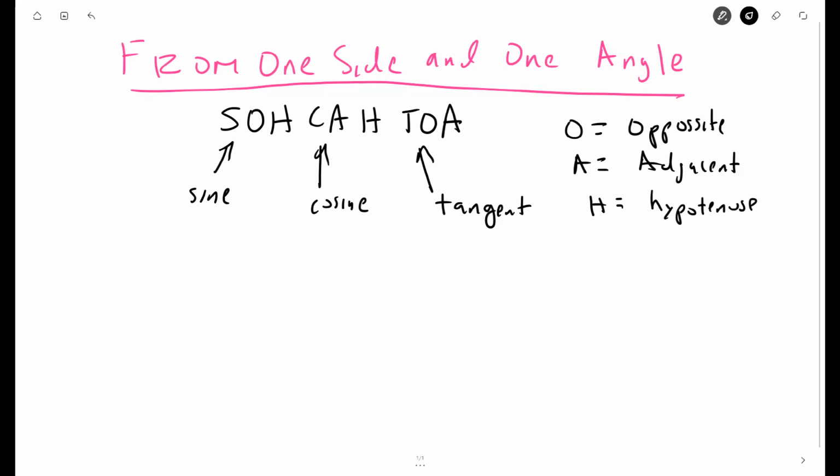So SOH-CAH-TOA: sine is the ratio of the length of the opposite side to the hypotenuse. Cosine is the ratio of the adjacent side to the hypotenuse. And tangent is the ratio of the opposite side to the adjacent side.